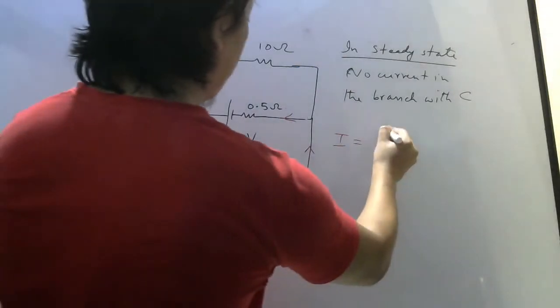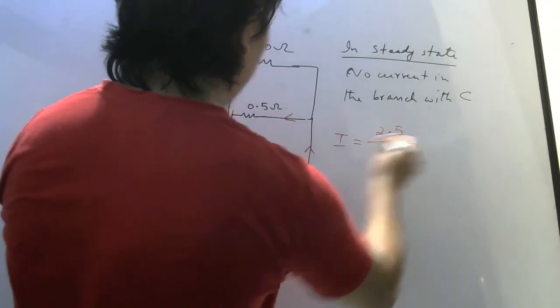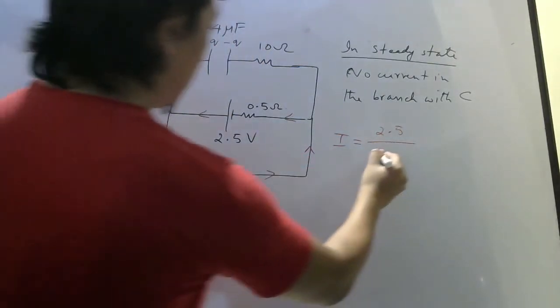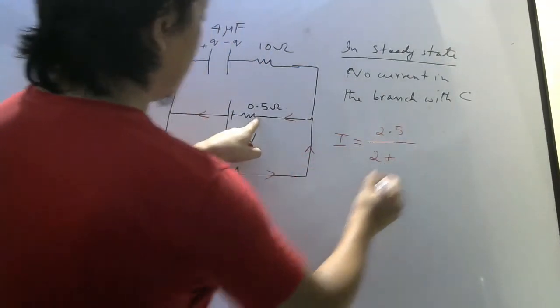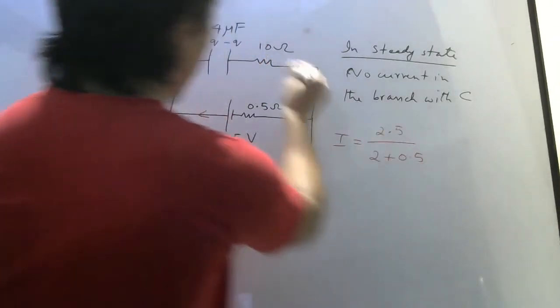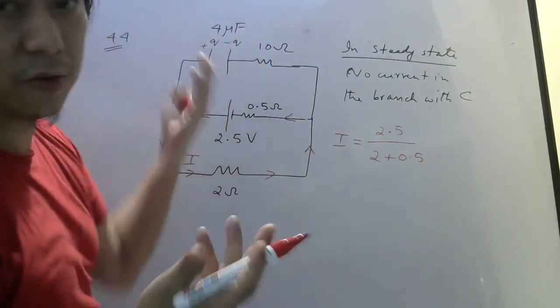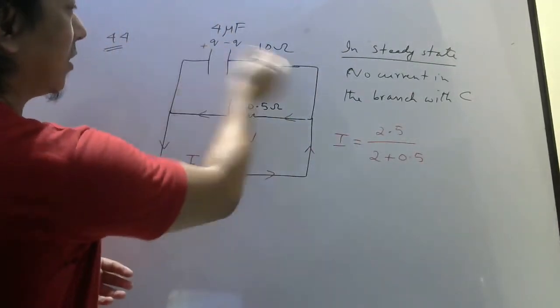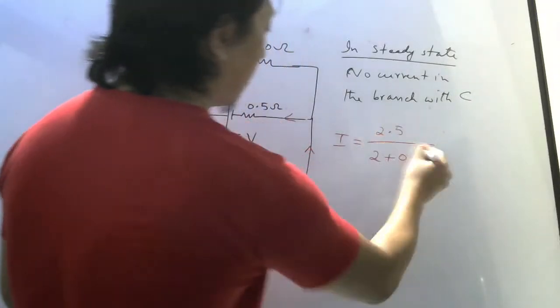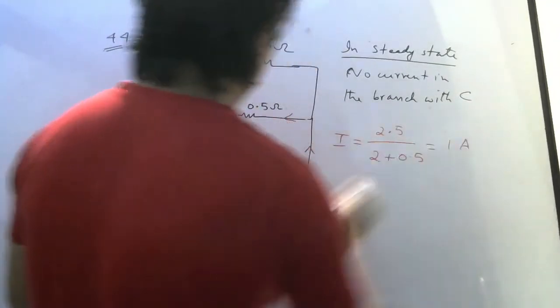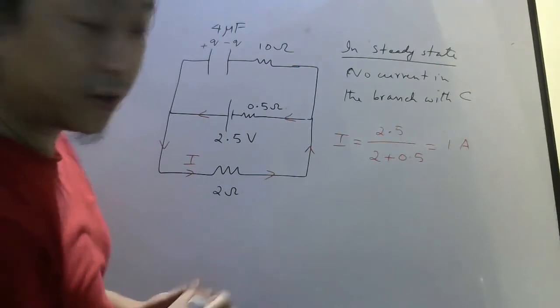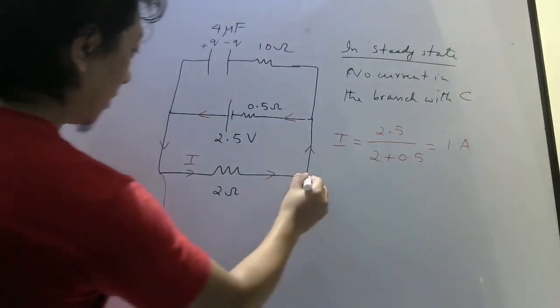So the current here will be: EMF is 2.5, external resistance is 2, internal resistance is 0.5. Here no current is flowing, so this resistance we don't have to use because no current is flowing there. So this will be 2.5 divided by 2.5, 1 ampere. So we know 1 ampere current is flowing. So we can ask what is the voltage here.